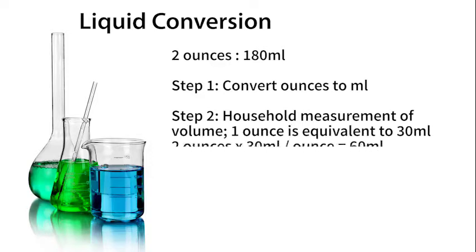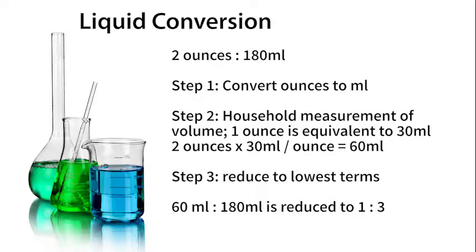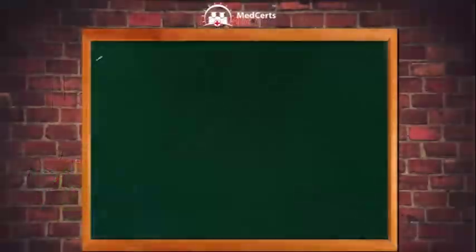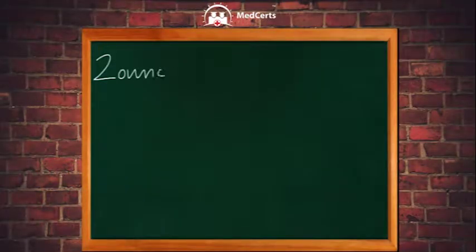And our relationship is 1 ounce is 30 milliliters. Since it's 2 ounces times 30 mLs would give us 60. Then our relationship would be 60 mLs to 180. 60 is the common number, which is reduced to 1 to 3. So as we set this problem up, we always want to make sure that we set up our problem to look at what we're solving for.